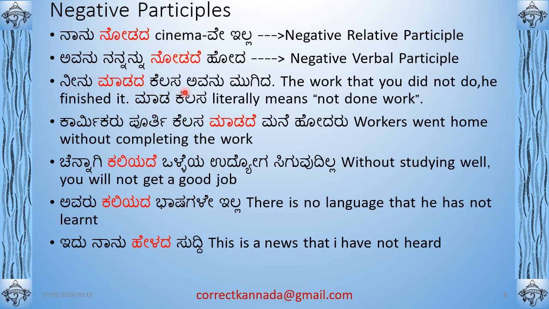ನೀನು ಮಾಡದ ಕೆಲಸ ಅವನು ಮುಗಿದ. So he finished the work that you did not do. So your not done work. See, this ಮಾಡದ means not done. So this not done behaves like an adjective to the noun work. What type of work is it? It is a not done work. So the verb behaves like an adjective. That's the concept of this negative relative participle.